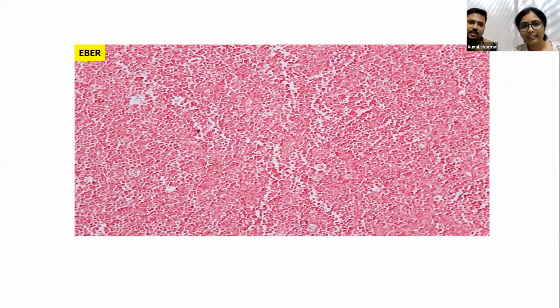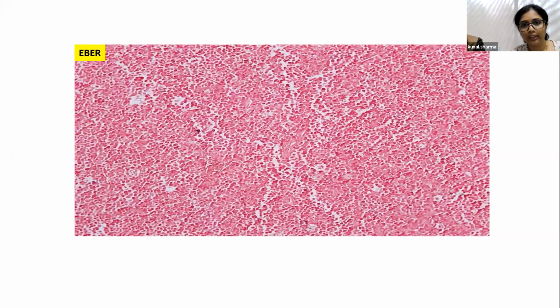At this juncture, people have asked for EBER-ISH, so whatever your thoughts are, please feel free to put them in. Yes, plasmablastic lymphoma seems likely. Many people have answered plasmablastic. You're right, it looks like that. But EBER-ISH is negative, which can be seen in plasmablastic lymphoma, though not mostly.